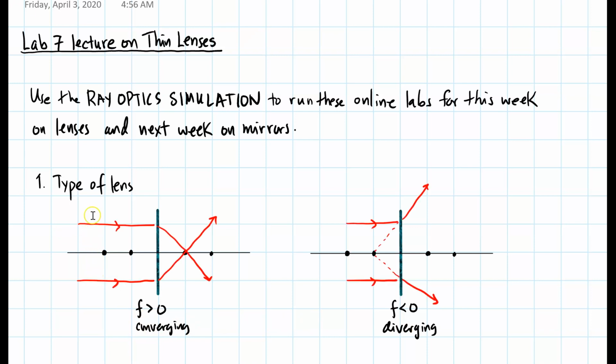Only when the rays are parallel to the central axis will these rays cross at the focal point. So a converging lens has a positive focal point, but if you look at a diverging lens, it diverges the rays, but if you follow these rays backwards, it appears as if all of the light is coming from here. In part 1 of the lab with John, he has a video that actually goes through this process.